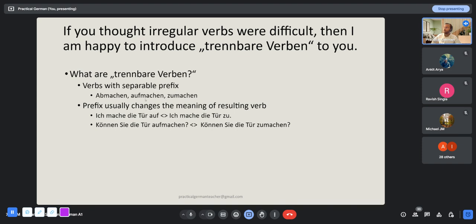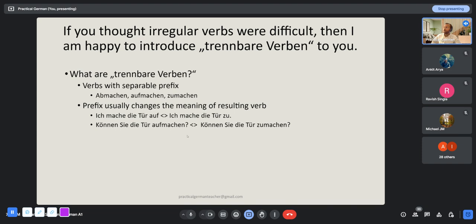Now you know machen means to do, but here, ich mache die Tür auf. If I only said ich mache die Tür, it means I make the door. I am someone who builds doors, something like that. But if I say ich mache die Tür auf, it means to open the door. Ich mache die Tür zu means I close the door. The meaning changes completely, right? Here, können Sie die Tür aufmachen? This simply means, can you open the door? And here, können Sie die Tür zumachen? Can you close the door?